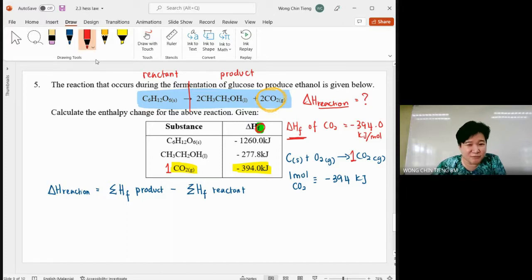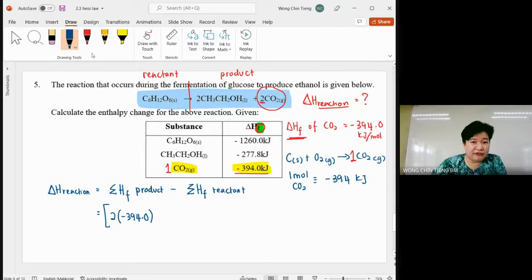Okay, 1 mole akan bebaskan tenaga banyak ni. Cuba tengok soalan kamu, berapa mole CO2? So, do you agree if I say my product adalah 2 kali negative 394.0? Nampak ke kenapa darab 2?